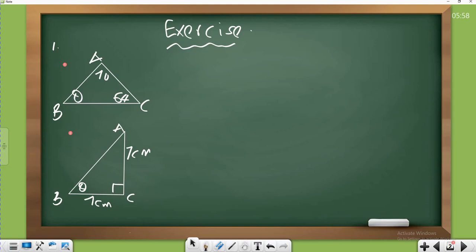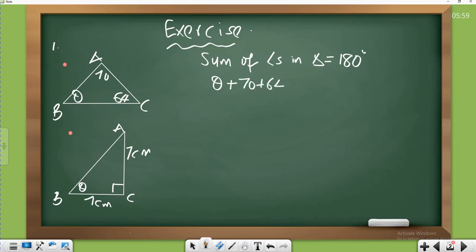Now, the property that you would quickly think of here of a triangle is that the sum of angles in a triangle should be equal to 180. So we know that the sum of all the angles, sum of angles in a triangle should be equal to what? 180 degrees. So therefore, I will then say theta plus 70 plus 64 equals 180. Now that is my statement.